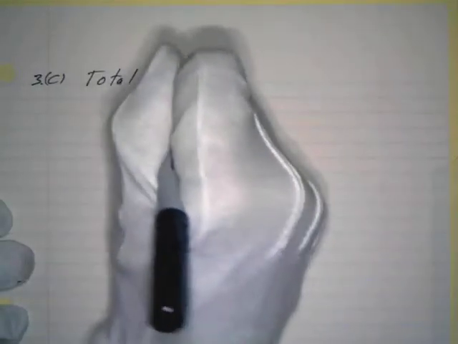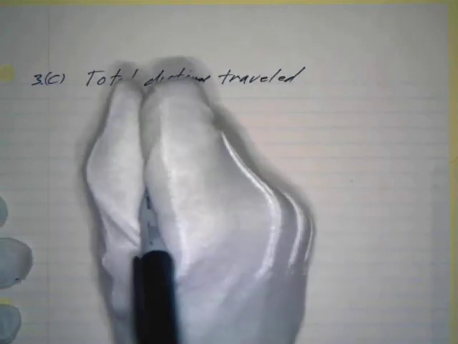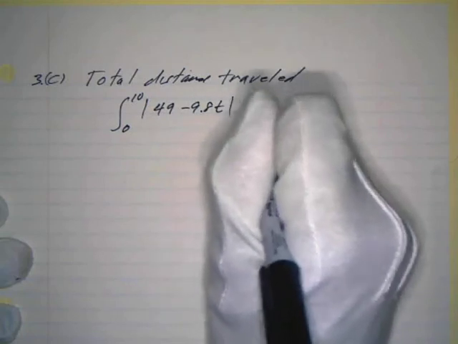We want to find the total distance traveled, part C. Find the total distance traveled. So total distance traveled, that's going to be, again, the absolute value. So that's going to be the integral from 0 to 10 of the absolute value of 49 minus 9.8t dt.